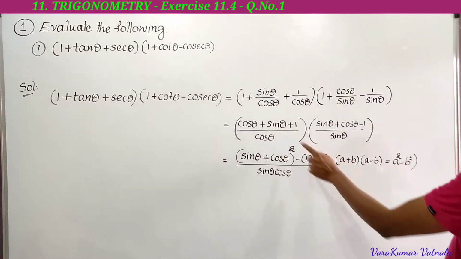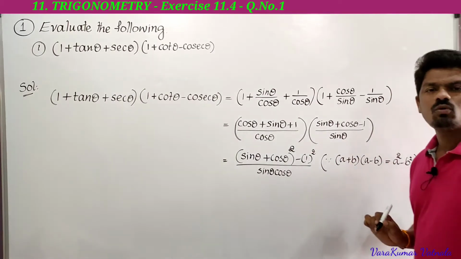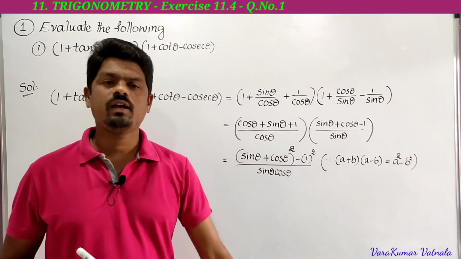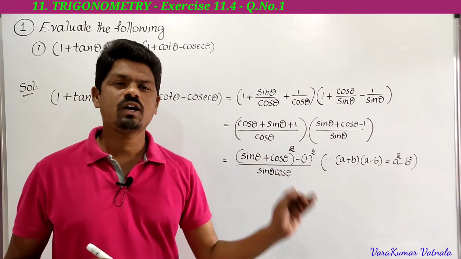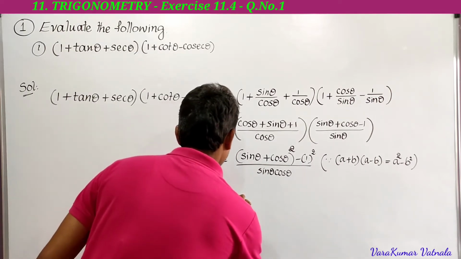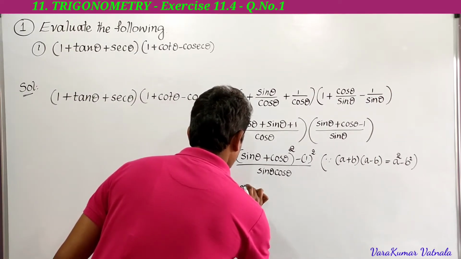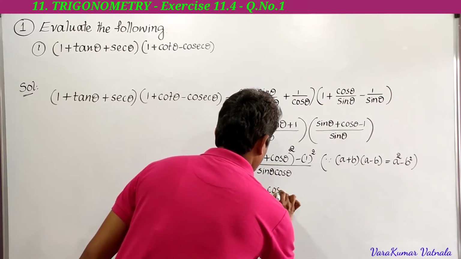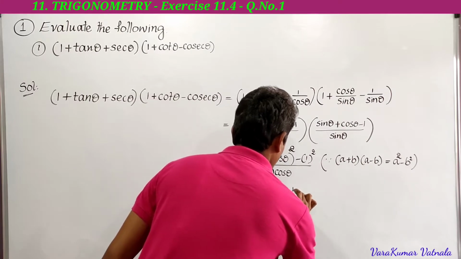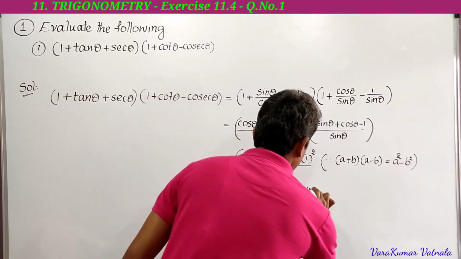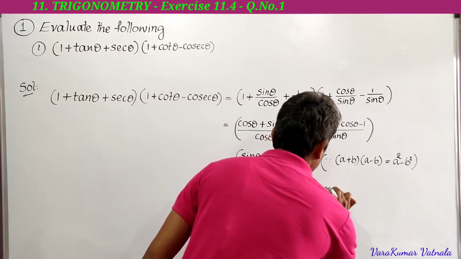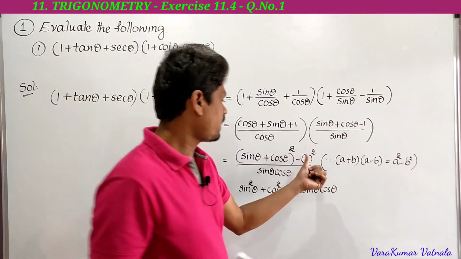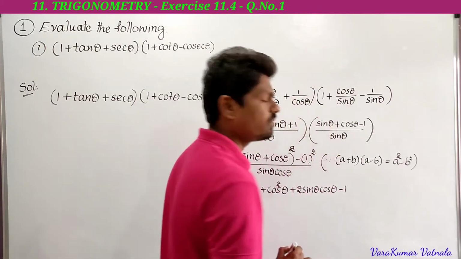Using this formula we have written A plus B into A minus B equal to A square minus B square. Now it is in the form A plus B whole square, and A plus B whole square is A square plus B square plus 2AB. Using that we have to expand. A square is sin square theta, B square is cos square theta, and 2AB is 2 sin theta into cos theta. So we expanded A plus B whole square, minus 1 square. 1 square is 1 into 1, 1 only.